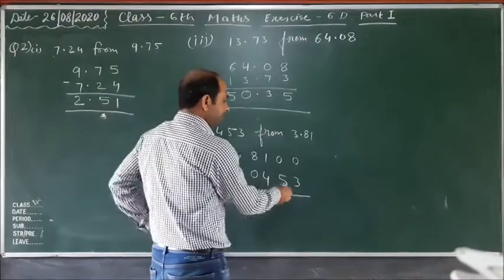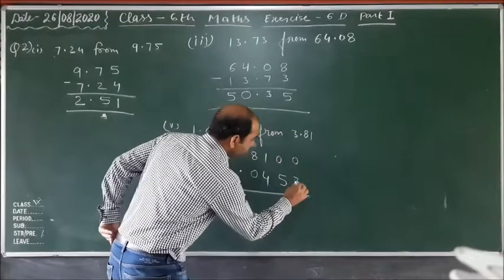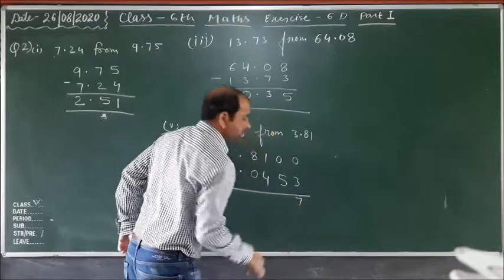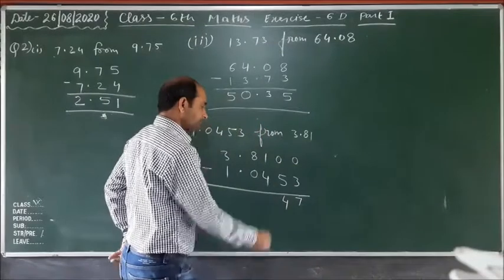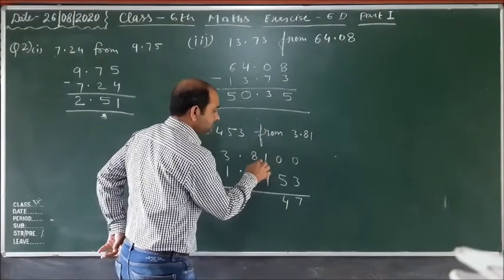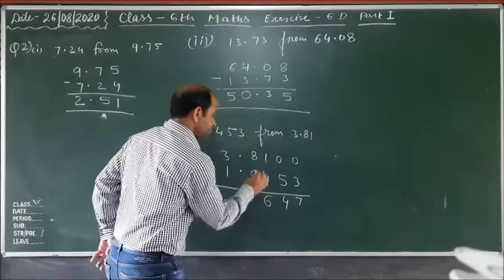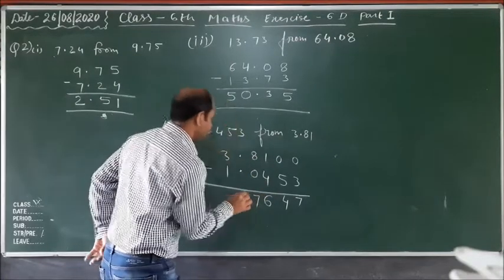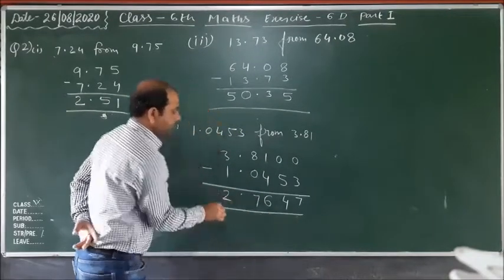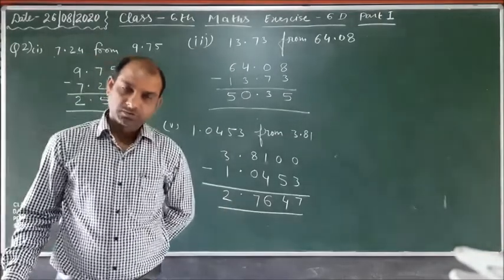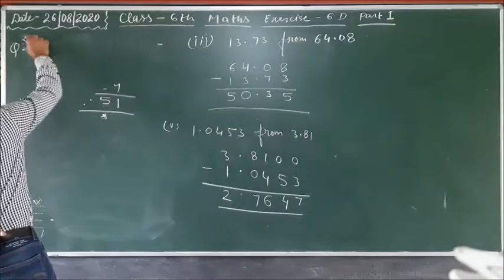So now minus. 10 minus 3 equals 7, taking the carry. 9 minus 5 equals 4. And 0, so 10 minus 4 equals 6. This is the decimal. And 3 minus 1 equals 2. This is your answer. Okay. Now question number 2 is also completed.